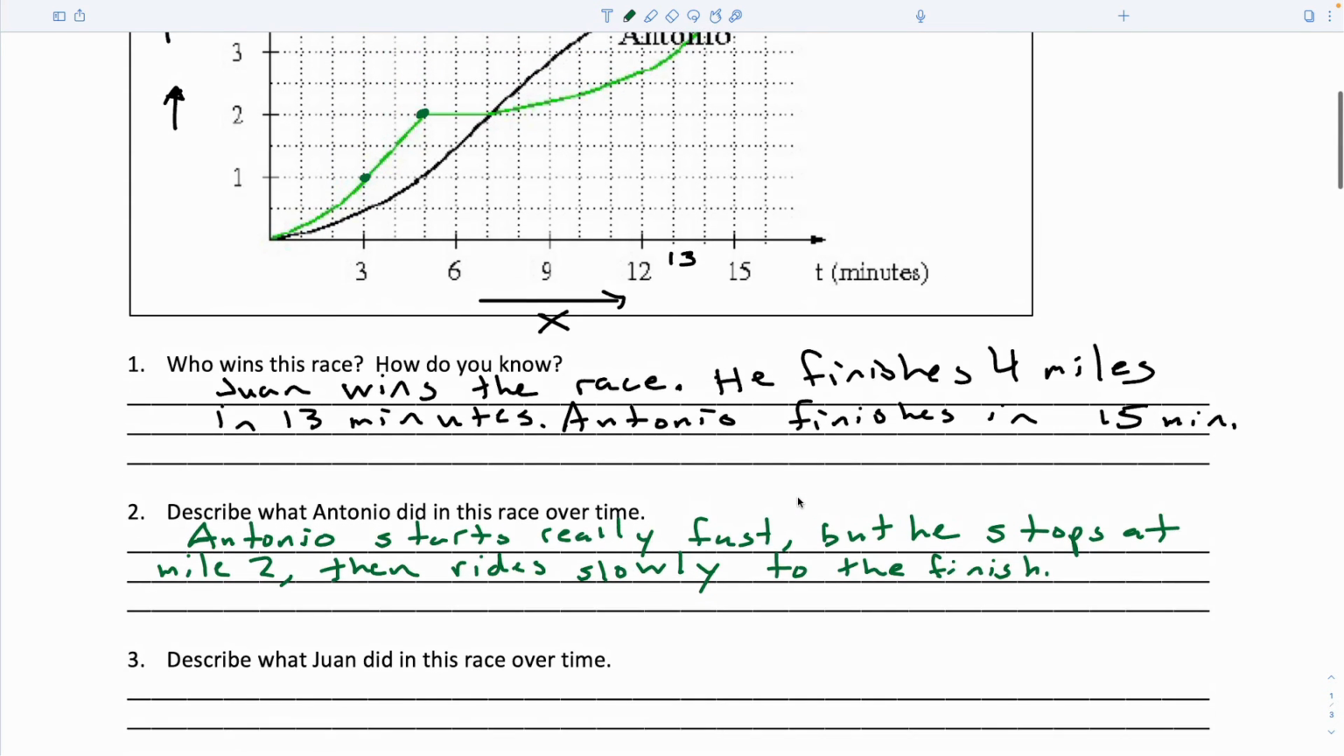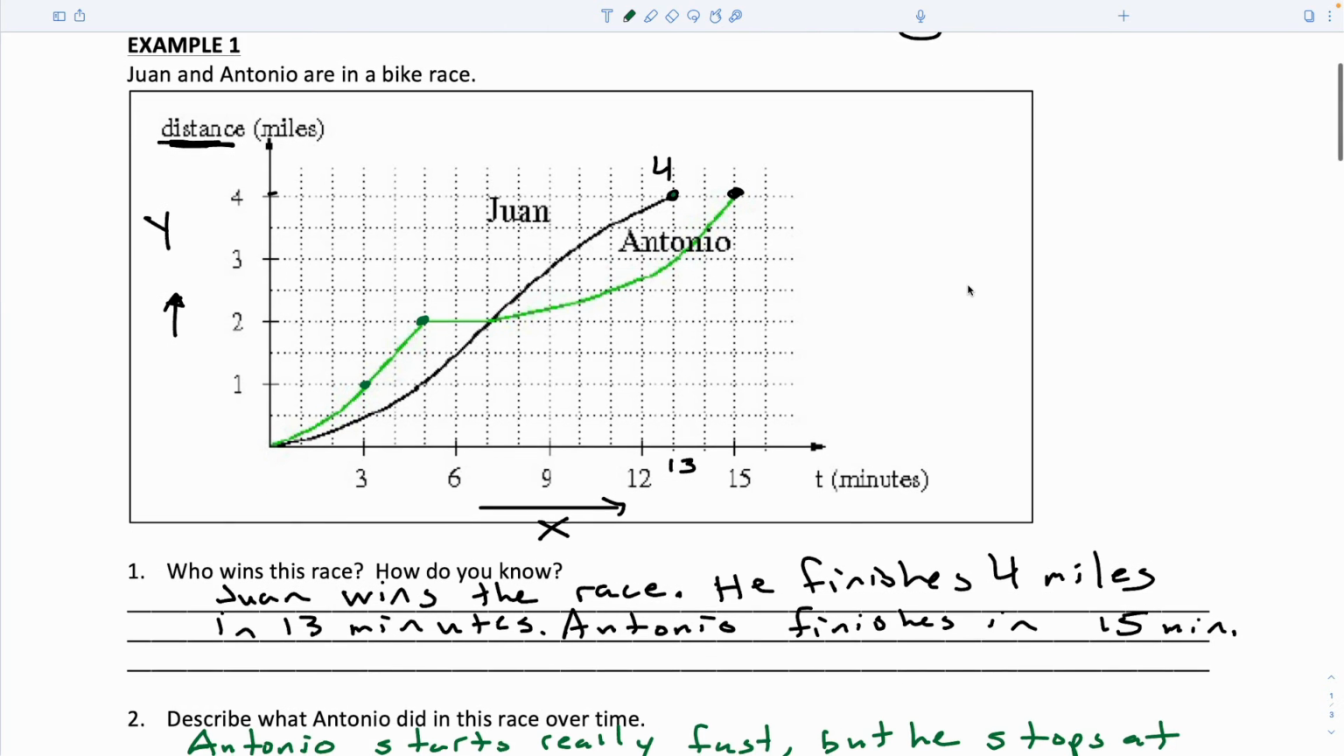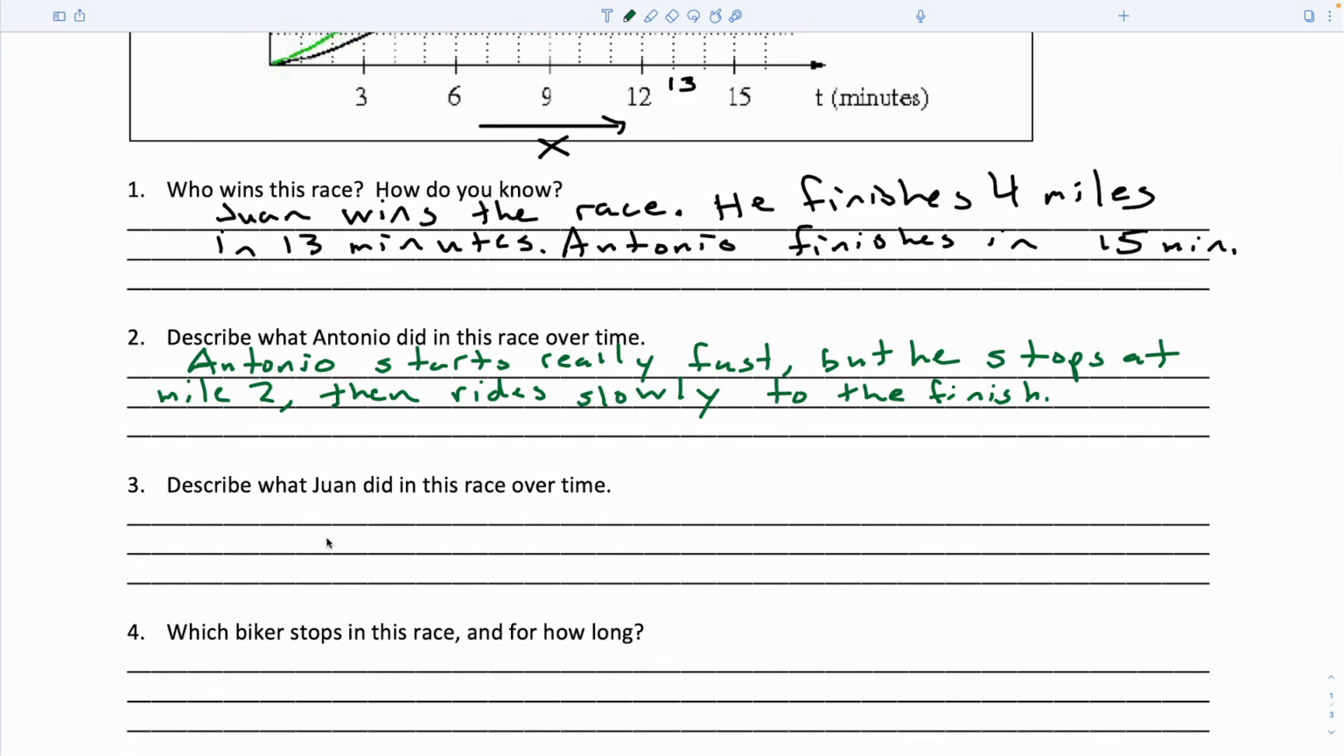Describe what Juan did in the race. Juan is the black line. Juan starts out fairly slow, but then right about the 7-minute mark, maybe 6 to 7, he picks up the pace and passes Antonio. He gets a little tired at minute 11, but finishes before him at the 4 mile mark. So we'll say that Juan starts slowly.